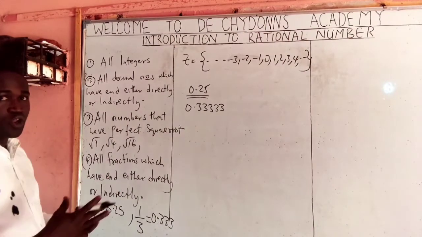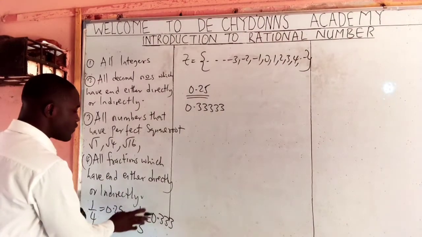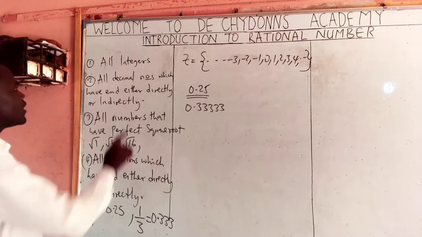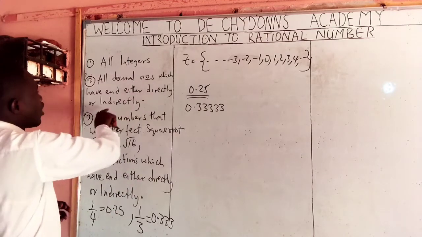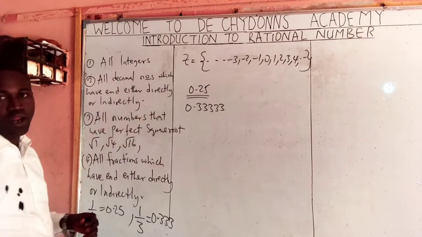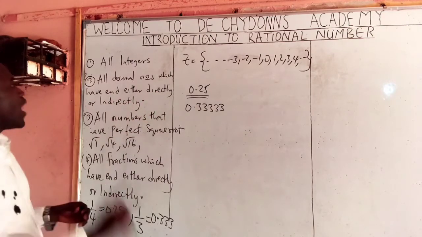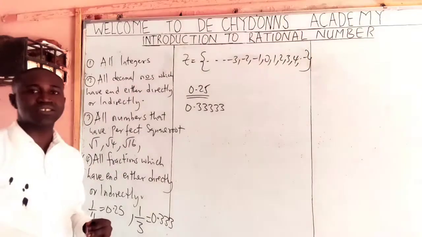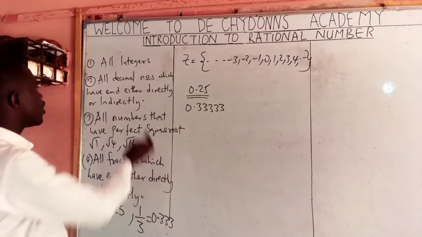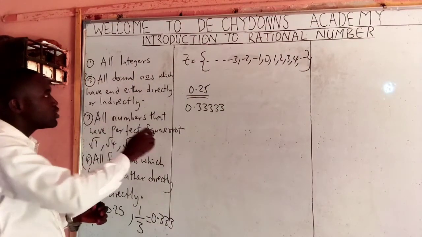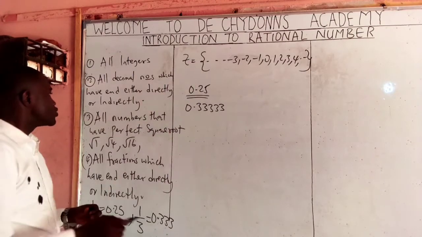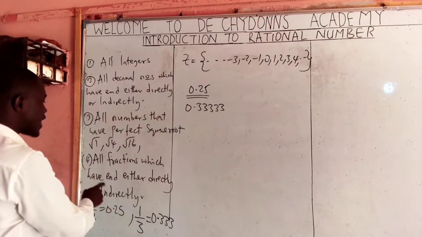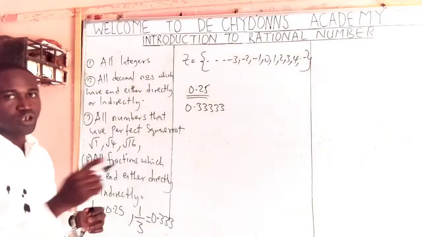When we go to the next video, you will see how we can convert all these rational numbers to fractions. Remember, we said all integers, all decimal numbers which have an end, either directly or indirectly, fall in as rational numbers. Why we also say this is because when decimal numbers have an end, either directly or indirectly, it simply means that they can also be converted to fractions. So any decimal numbers that can be converted to fractions are also rational numbers. So all numbers that have perfect square roots are also rational numbers. All fractions which have an end either directly or indirectly also belong here.